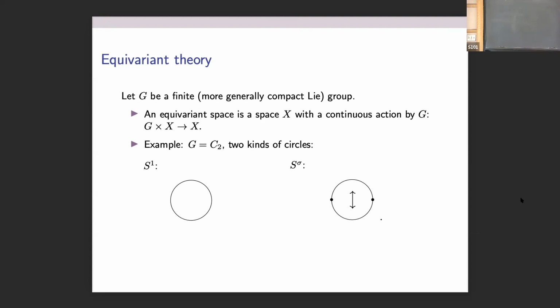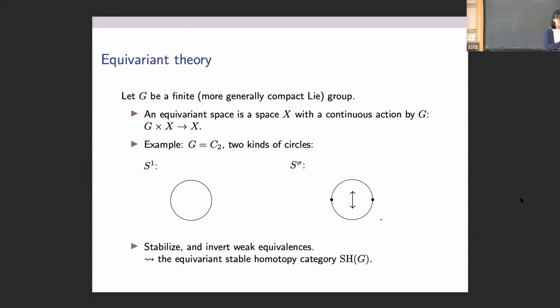You can see that in this simplest non-trivial example, we have two kinds of circles, and that's part of the complexity of equivariant theory, because things are not, like in the classical theory, integrally graded. For example, the homotopy groups in the C2 equivariant theory are bigraded, and you have more representation spheres when the group is not just C2. Okay, so we do the same procedure. We stabilize and invert weak equivalences to get our equivariant stable homotopy categories. There are lots of details I'm hiding in this short sentence, but if you do them correctly, you will get the correct equivariant stable homotopy category.